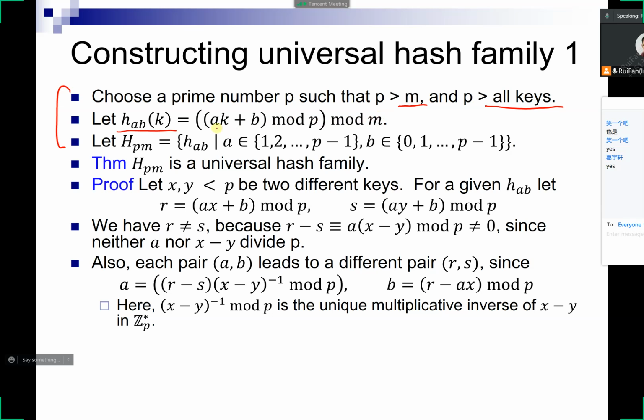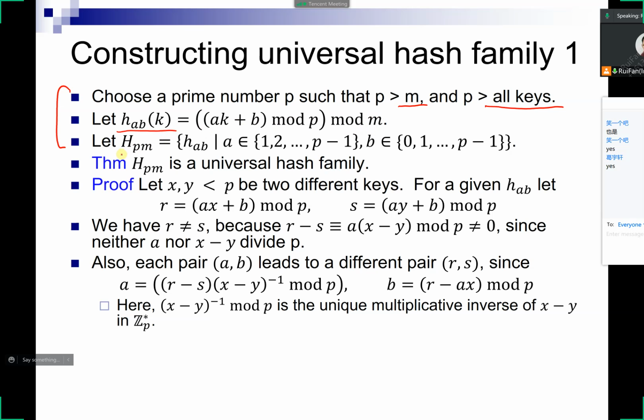So then after you do all of these steps, you're going to get a value between 0 and m minus 1. And so that's going to be a location in your hash table, right? Because your hash table has size m. Okay, so that's just one of these h_ab functions.